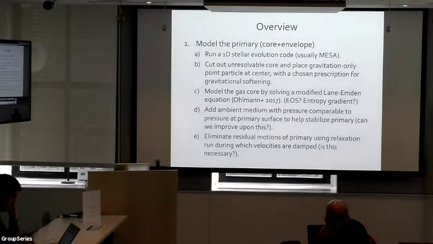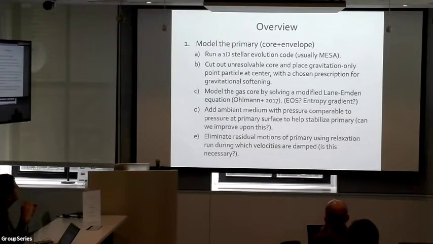So what is the basic strategy? I'm going to just give an overview of the approach people sort of take for these simulations. So the first thing is you have to model the primary, which is actually really challenging. It's probably the most challenging part of the problem. And what people do is they first run a 1D stellar evolution code, usually MESA.